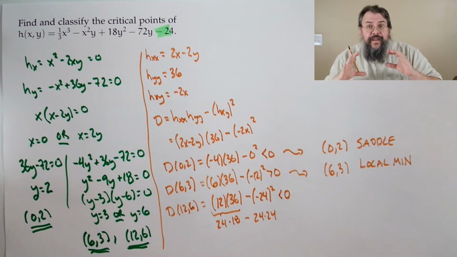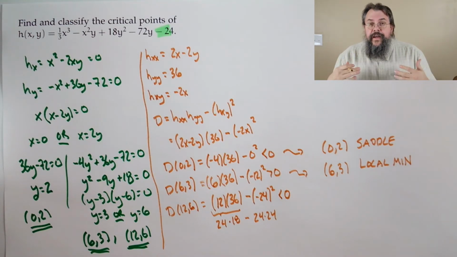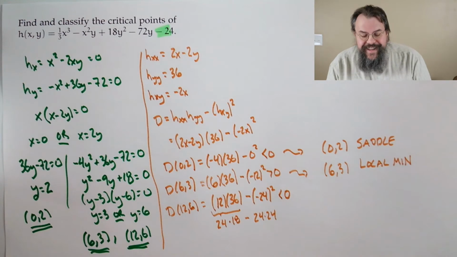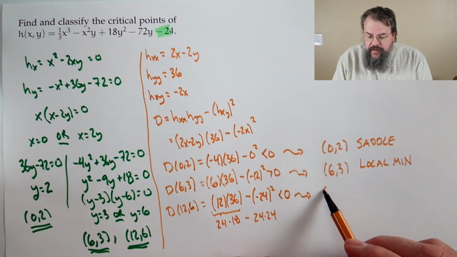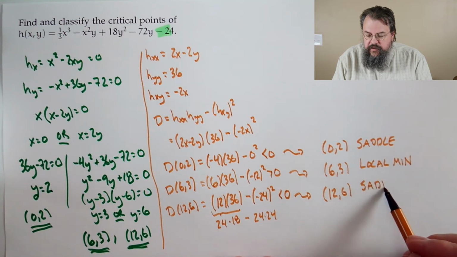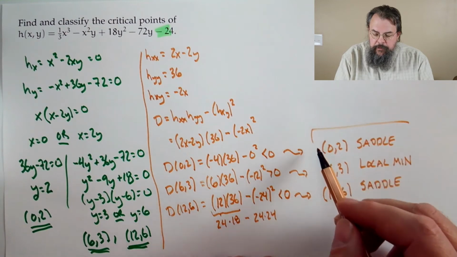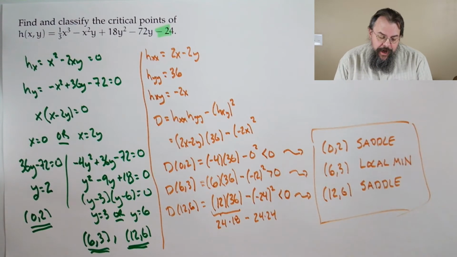I don't need to know the exact value. I just need to know the sign. I could stress out and say it's the same as negative 6 times 24, which is, I think, negative 144. Wow, this problem is really gross. That number keeps showing up over and over here. But the point is, I only need to know the sign. So the fact that this is negative says this other point, (12, 6), is also a saddle. So 2 saddles and 1 local min. And there we go. That's it. Wow. What a problem.